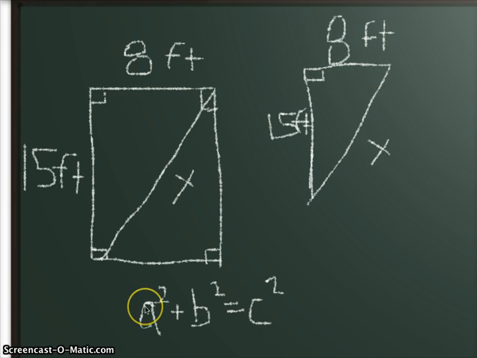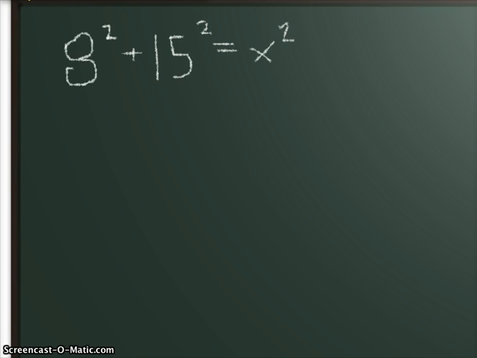So the Pythagorean theorem is a squared plus b squared equals c squared. And looking at this triangle, 8 would be our A, and 15 would be the B, and then C would be X, is what we're solving for. So this is what our numbers look like plugged into the equation, and we can slowly break this down.